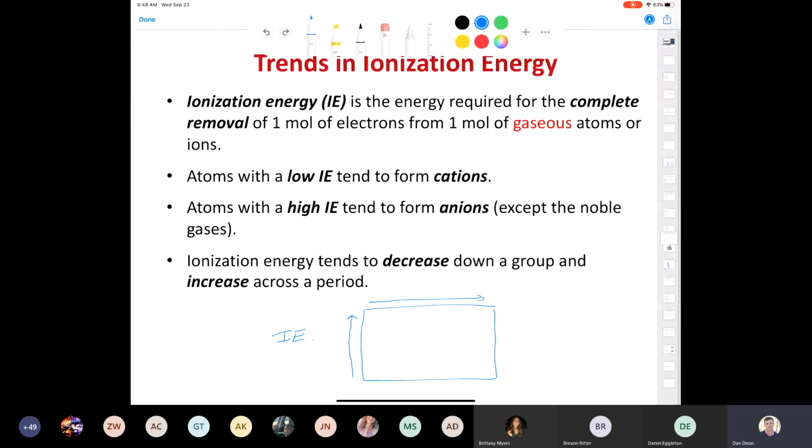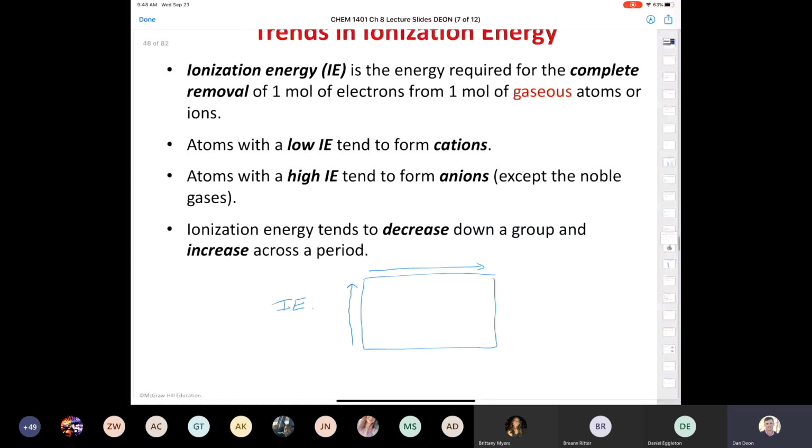Conversely, if an atom has a high ionization energy, right, it's like hanging on to its electrons like grim death, that means that it's going to want to form an anion normally. Okay, exceptions to that would be the noble gases, who are completely content the way they are. But ionization energy again tends to decrease down a group and increase across a period.